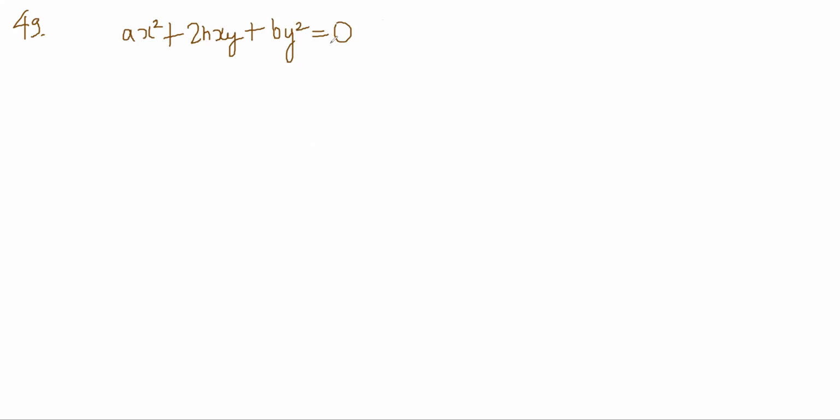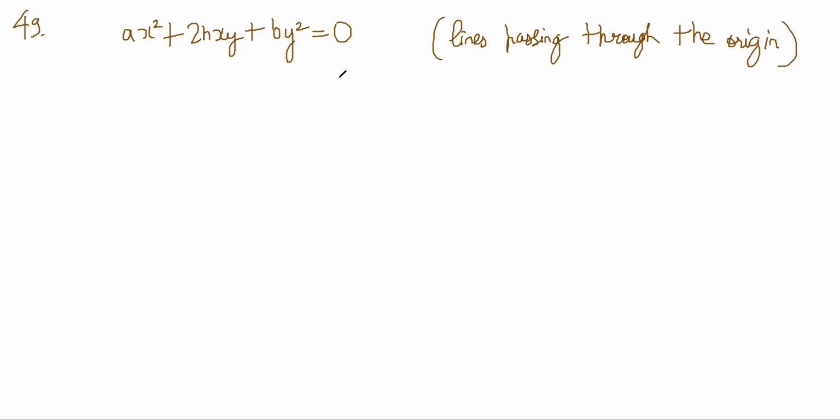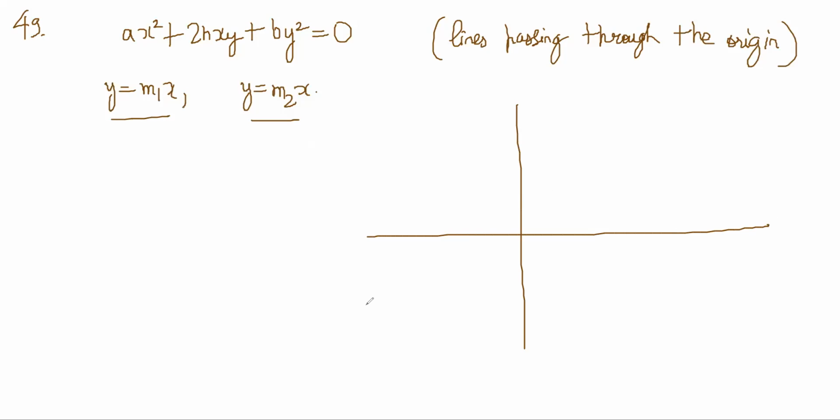So these have no single degree or constant terms. So these are a pair of lines passing through the origin. When you have three other terms, then this is an arbitrary pair of lines. Right now it is passing through the origin, so it will be y is equal to m1x and y is equal to m2x. These are the two lines.